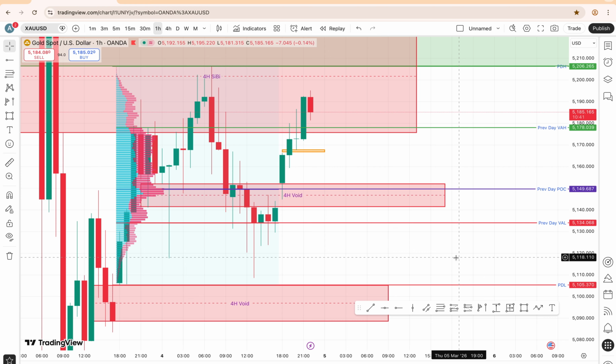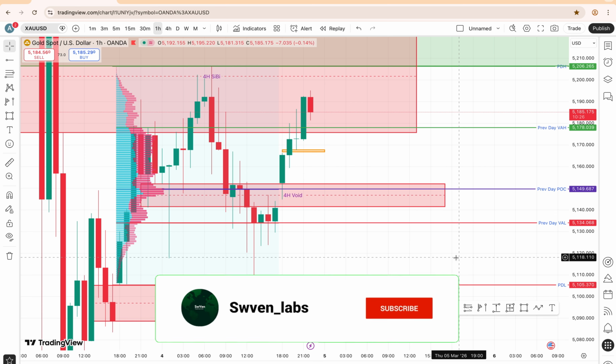So in closing, yesterday was compression, today could be expansion. Mark 5100, mark 5200, watch 5250 if bullish momentum appears. Trade structure, trade liquidity, and not emotion.